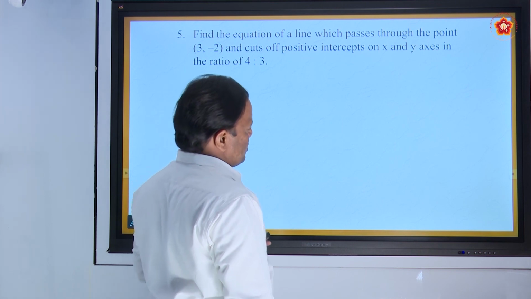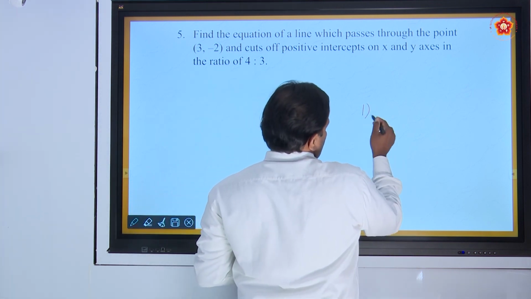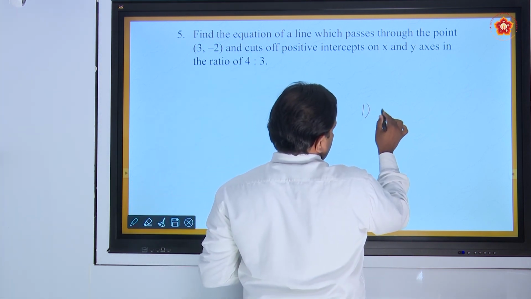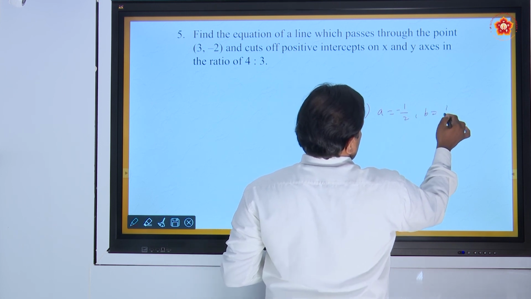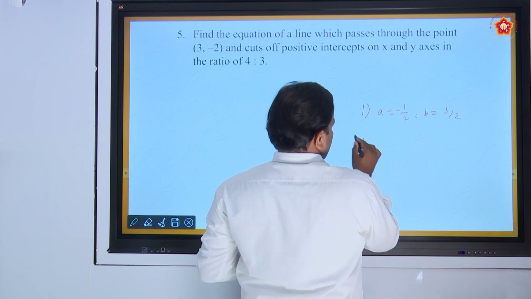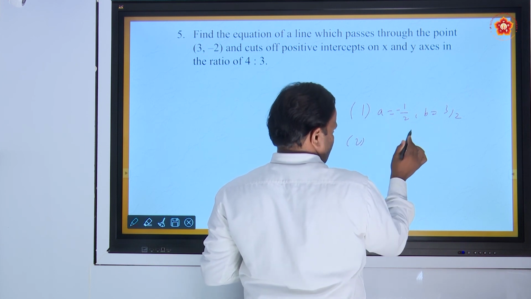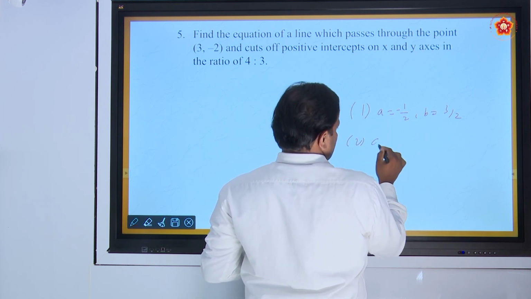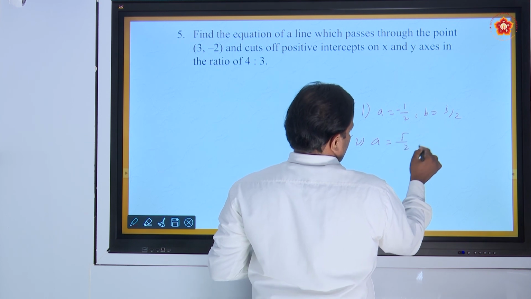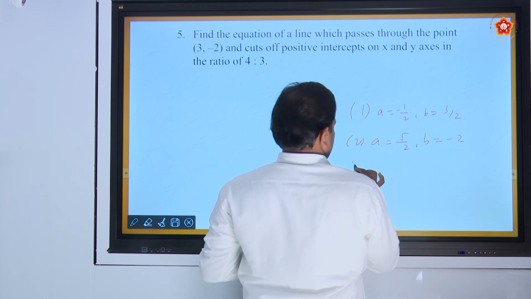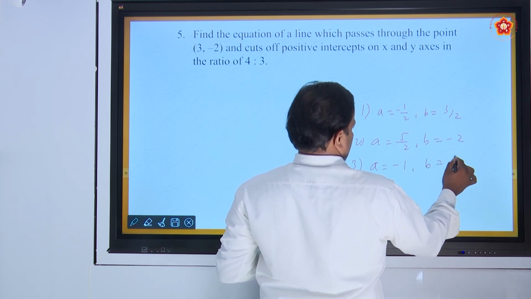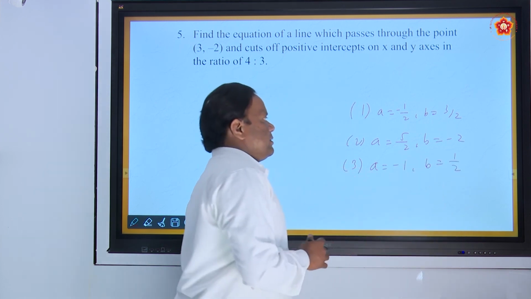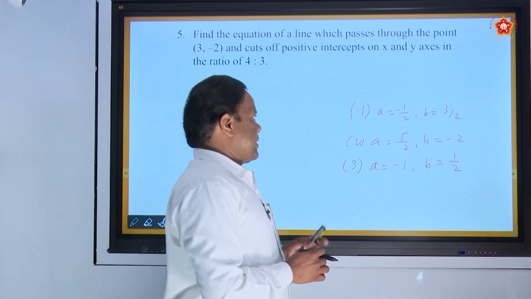This problem is over just now. I give some work for you. Find the equation of the straight line, where I directly give a equal to minus 1 by 2 and b equal to 3 by 2, meaning x intercept is a and y intercept is b. Next, a equal to 5 by 2 and b equal to minus 2. Take a third example, a equal to minus 1, b equal to 1 by 2. These examples are for your practice.